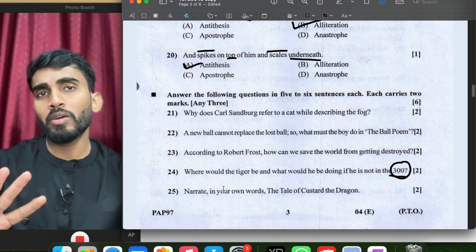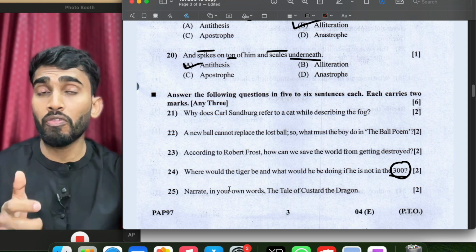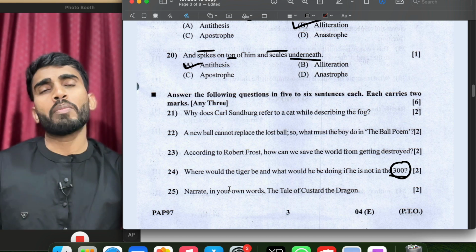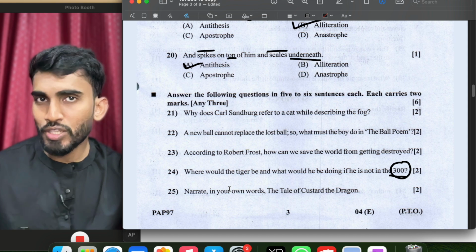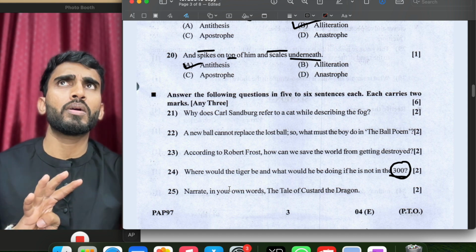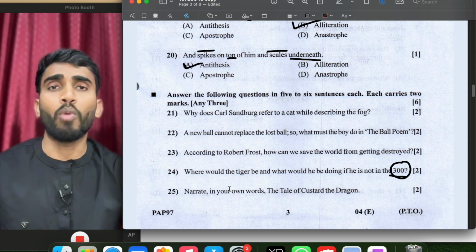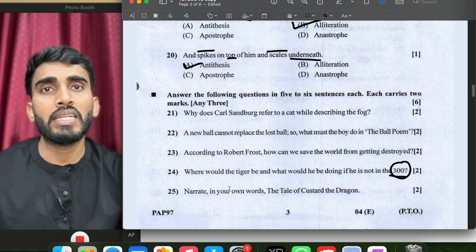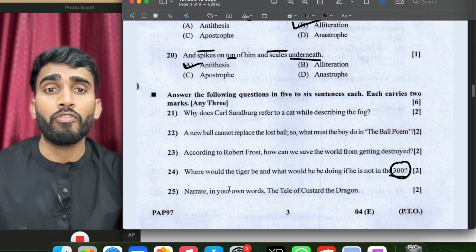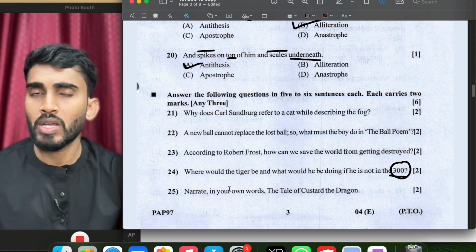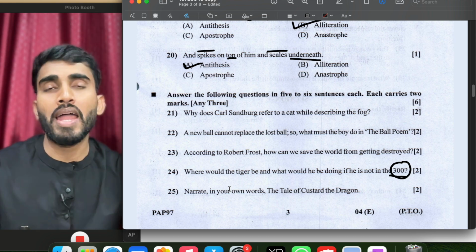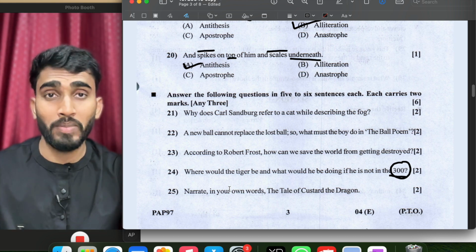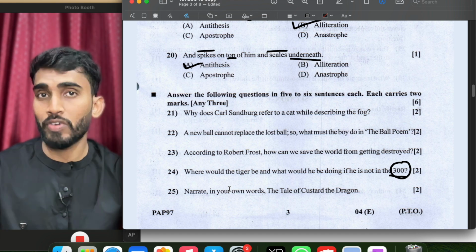Top four poems whose questions are most often asked in the examination till now are poem number 3, A Tiger in the Zoo, poem number 5, the ball poem, poem number 6, Amanda, and poem number 9, The Tale of Custard the Dragon. Give first priority to these 4 poems, then do the other poems too. Don't miss them, but start with these 4 first.